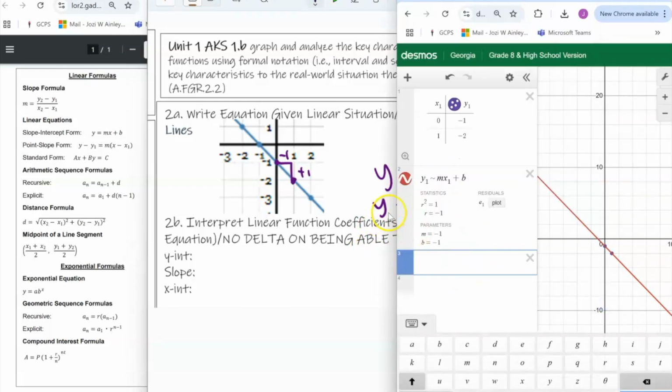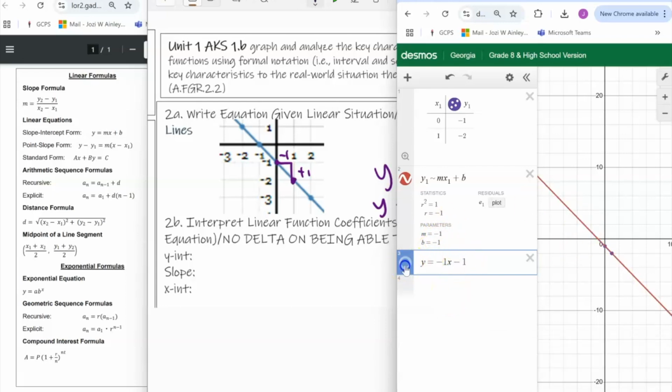So I'm going to type this answer in. It's y equals mx plus b is my original equation, where m is -1, according to what it says right here, and b is also -1. And you can see immediately what happens. Green overlaps blue, and therefore I know that I am correct.